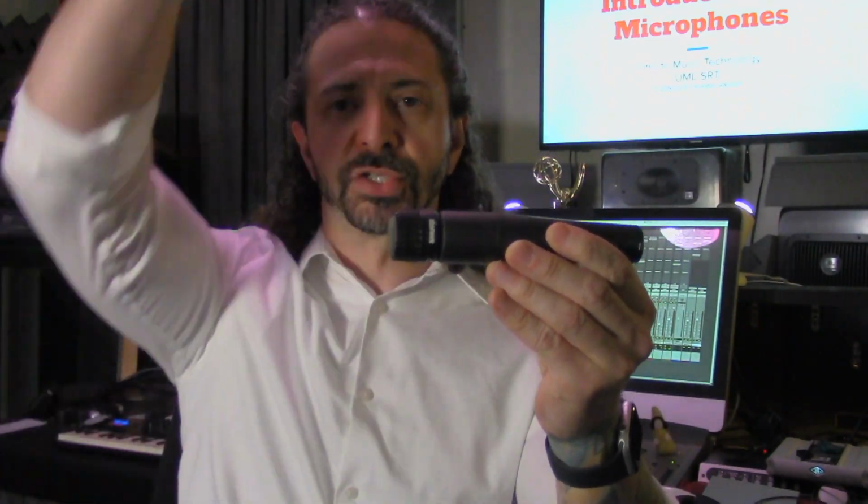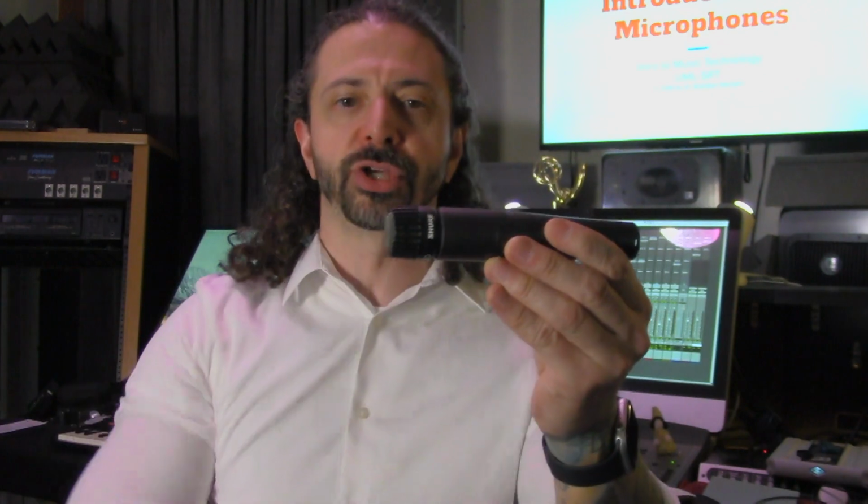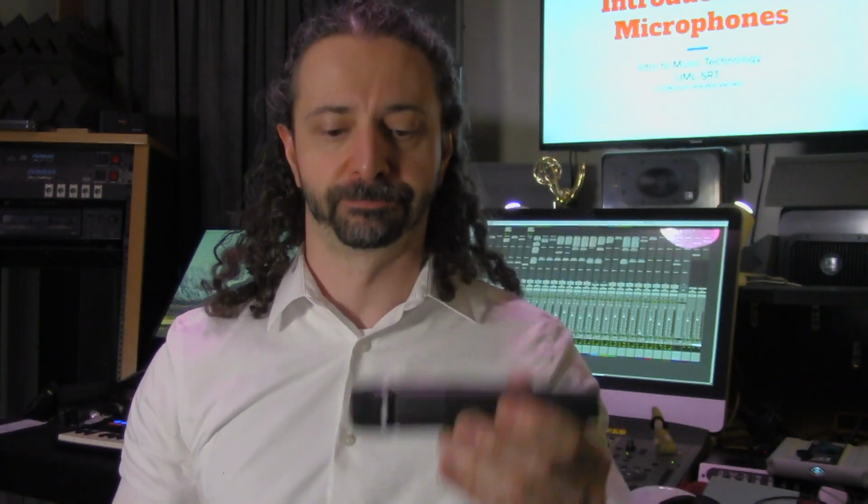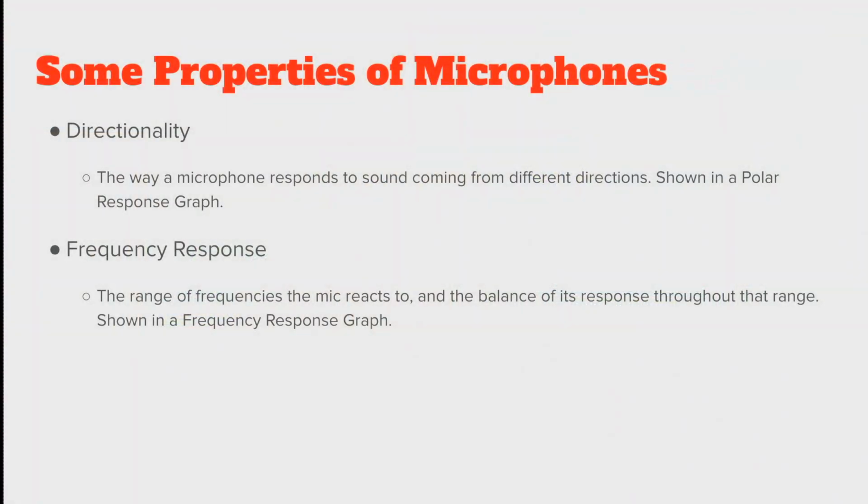Grab my SM57. What we're talking about is the way that the microphone responds to sound coming from this direction versus sound coming from this direction, or this direction, any other direction. Additionally, we want to talk about something called frequency response. Frequency response is going to be the range of frequencies that a microphone will react to, and it includes the balance or the response throughout that range. And so ideally this is shown on something called a frequency response graph. So let's look at a couple examples of the ways that we might indicate these directionality characteristics or the frequency response characteristics.